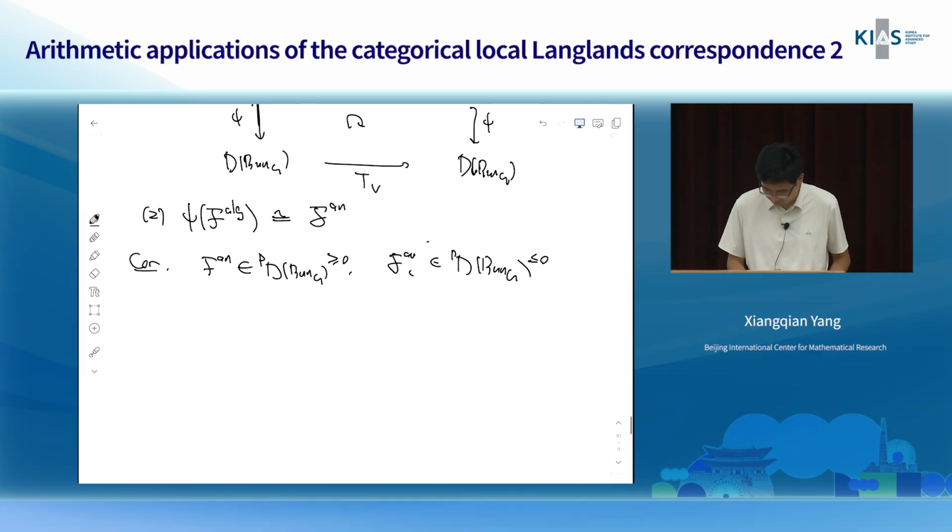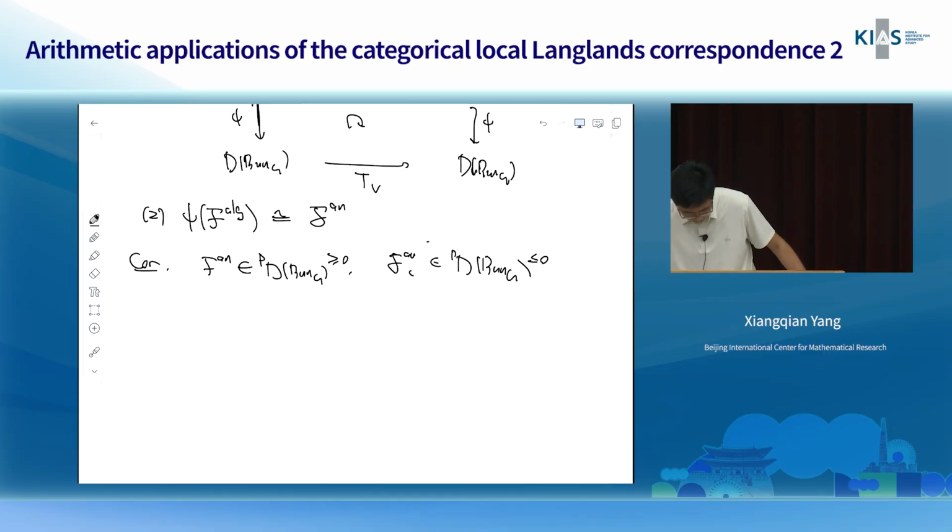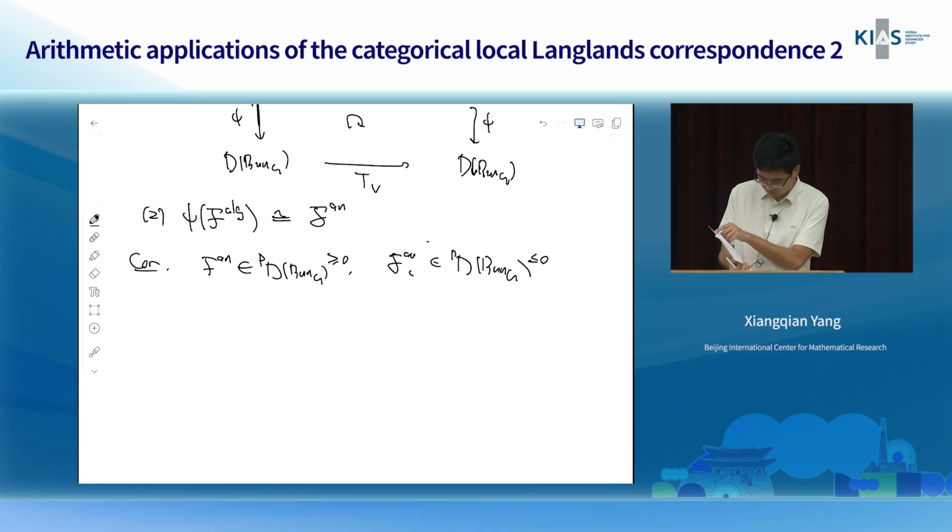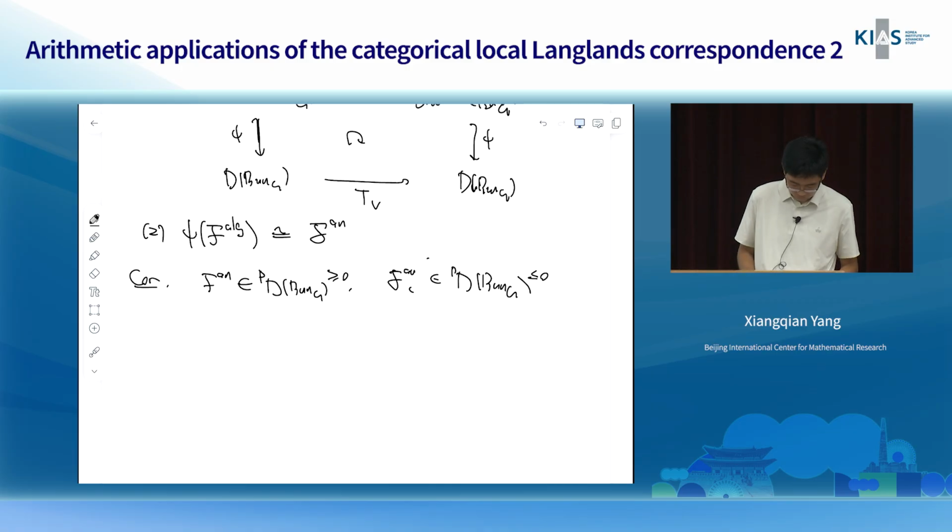Right, that's all I want to say about the local-global compatibilities, and maybe in the rest of the time I will explain some applications of these formulas. So the first application is to torsion vanishing.